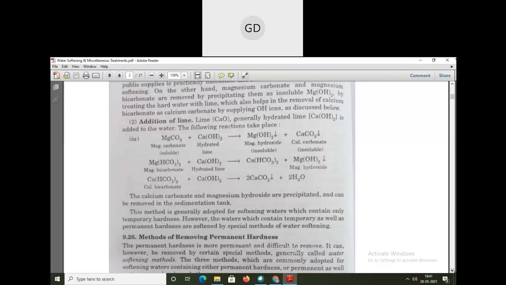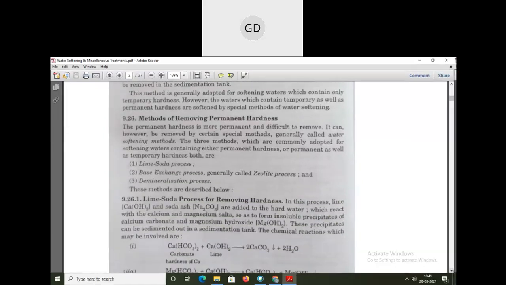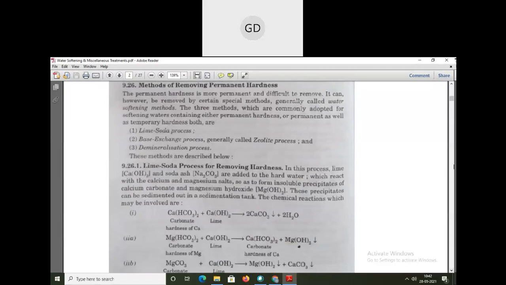Now, coming to the methods for removing the permanent hardness. If you can remove the temporary hardness, there might be some ways to remove the permanent hardness also.